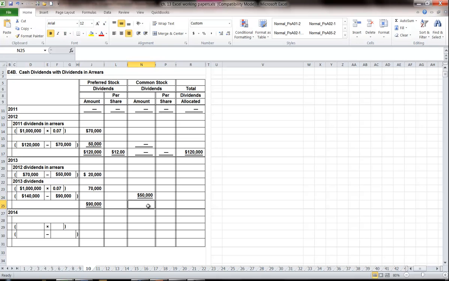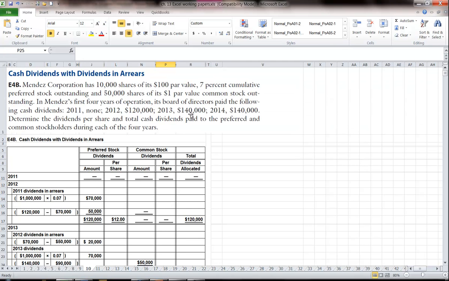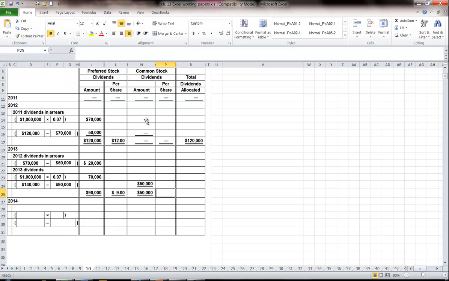So we then calculate our dividends per share amount. Again, we're taking $90,000 and sharing it over 10,000 shares outstanding. Dividends are only paid on outstanding shares, so that's $9. But then our common stockholders have 50,000 shares outstanding. So where we're paying out $50,000, we're having to spread that over 50,000 shares. So $50,000 divided by 50,000 shares means you will get $1 per share. And so then the $90,000 plus the $50,000 gives us our total $140,000 paid out for 2013.